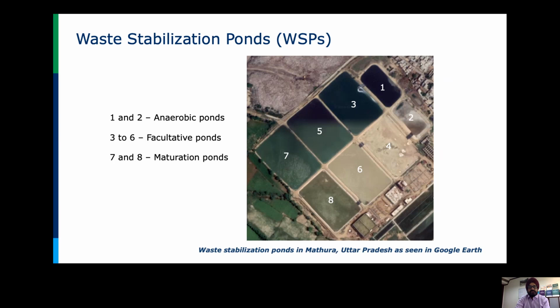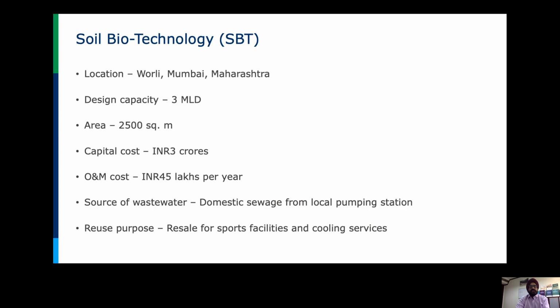Last is these waste stabilization ponds. The example I could come up with was the Mathura one, where they did all those three stages of tanks, 1 and 2 for anaerobic, 3 to 6 for facultative, and 7 to 8 for maturation. So different cities, some experiments and attempts have been made.